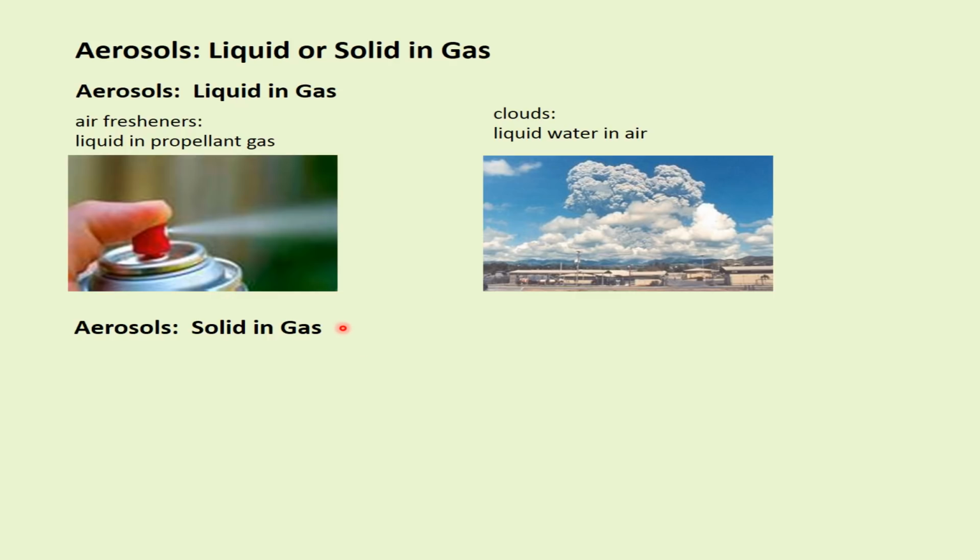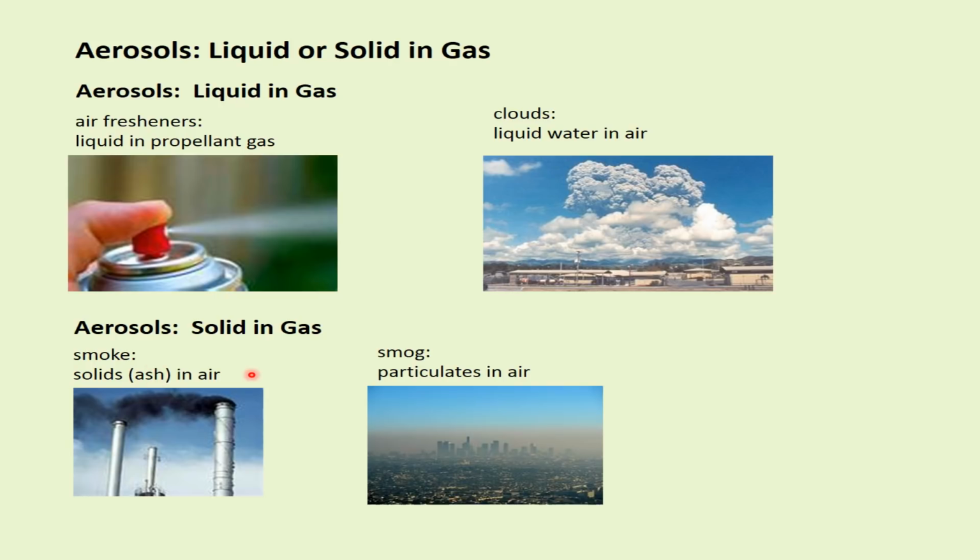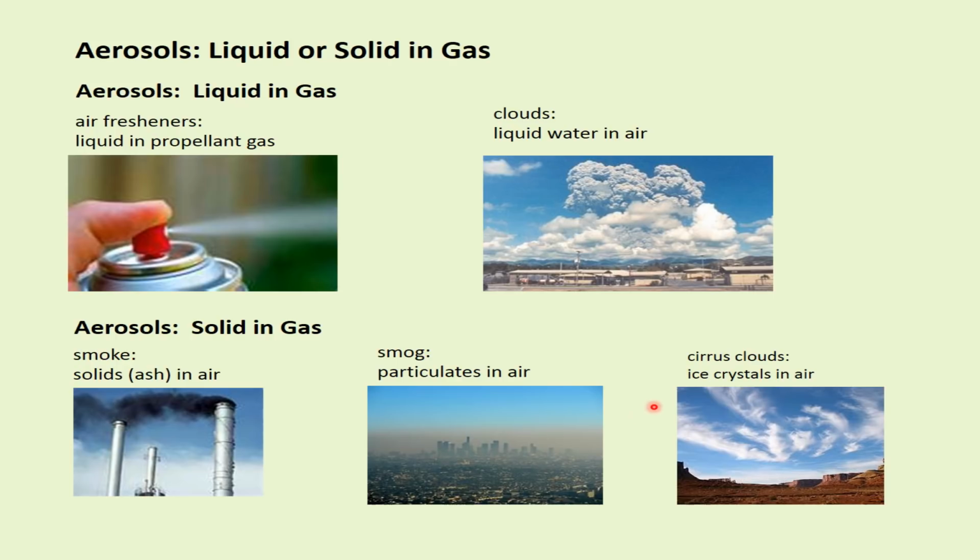Aerosols that are solids in gas include smoke. So we have ash, solid ash dispersed in air. Smog, again we have solids such as particulate in air. Notice the fogged appearance. And finally, we have cirrus clouds. These are high-level clouds above, say, 6,000 meters, and these are actually ice crystals dispersed in air.